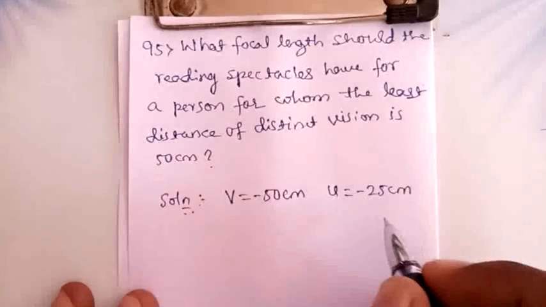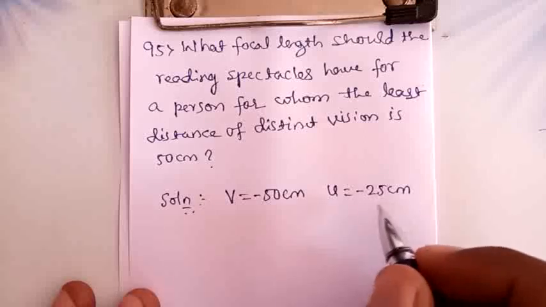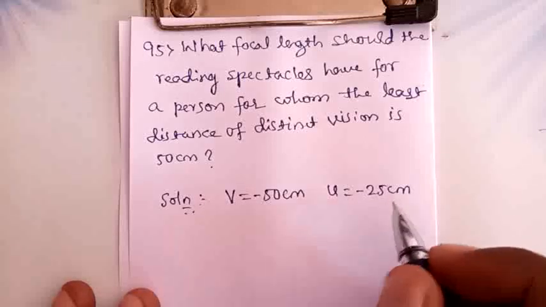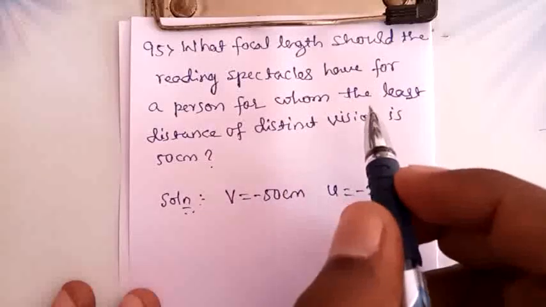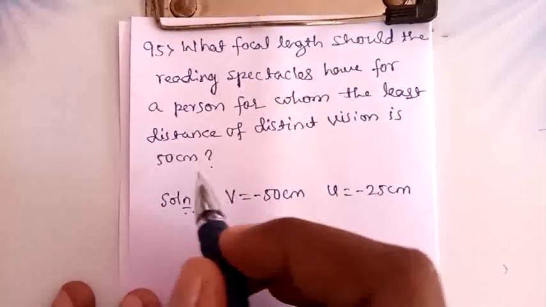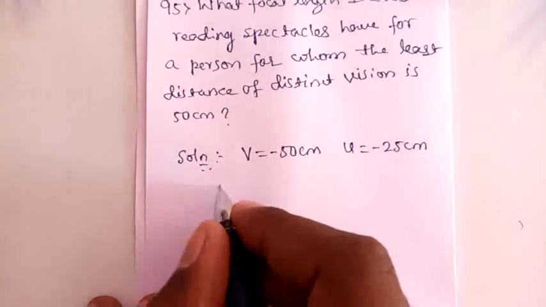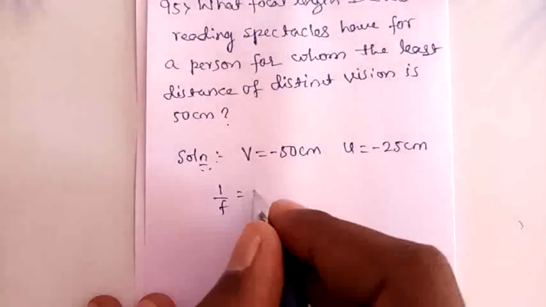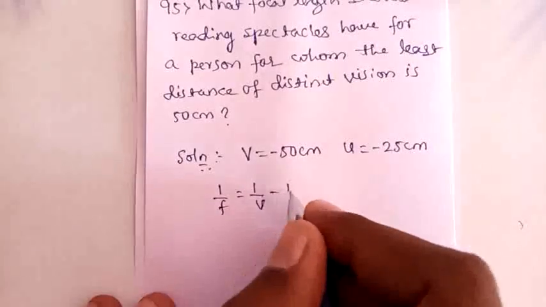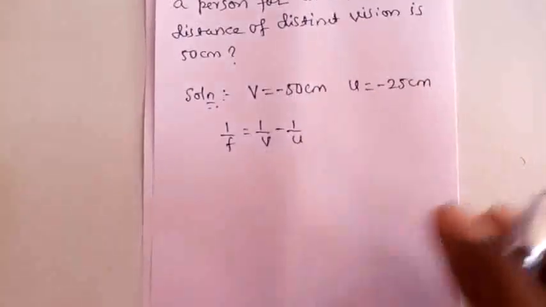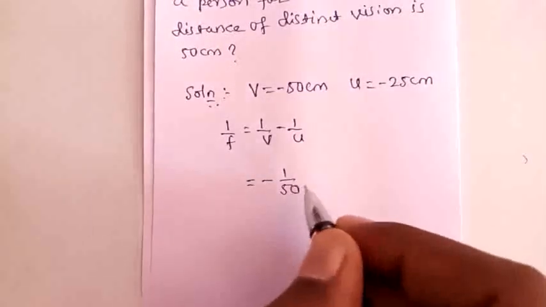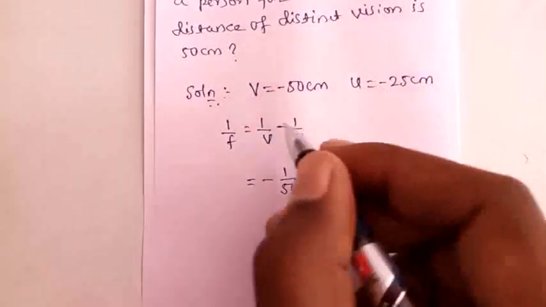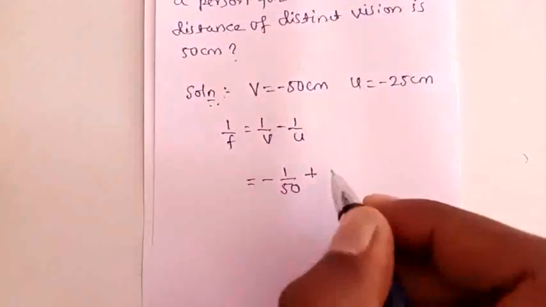Actually, for the normal eye, what is the distance of the object to see clearly? So that is minus 25 centimeter. But for this defect, the person can see the object clearly at a distance of 50 centimeter, so we are going to take it as the image distance. Again, by using the lens formula, 1 by f is equal to 1 by v minus 1 by u. Then substitute the values here. That is minus of 1 by 50, then minus by minus is a plus, that is 1 by 25.